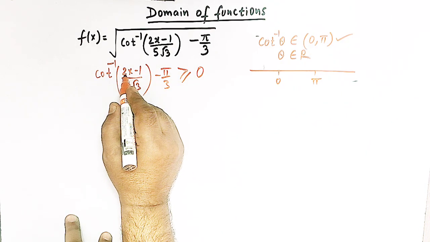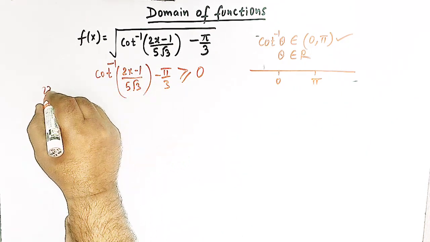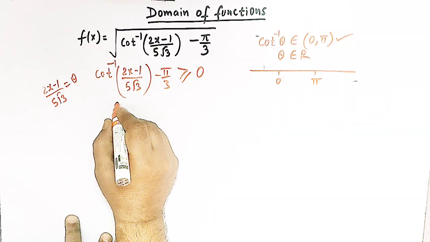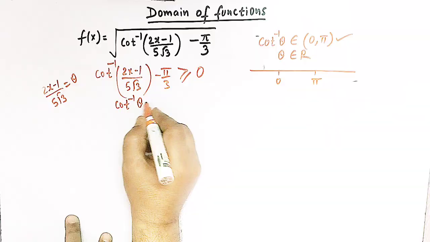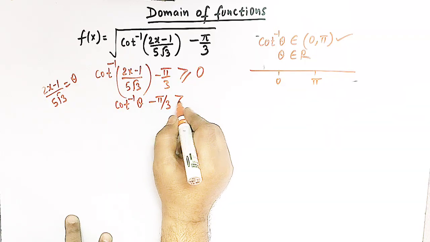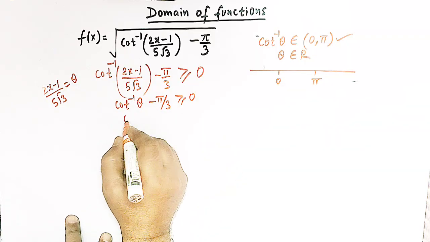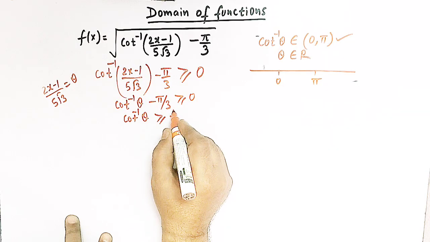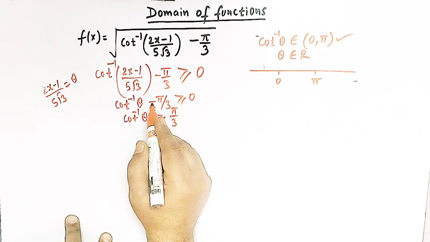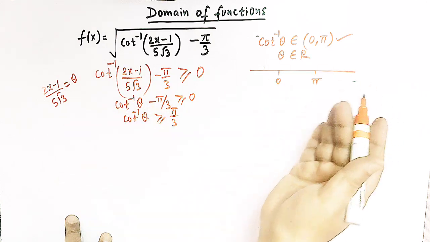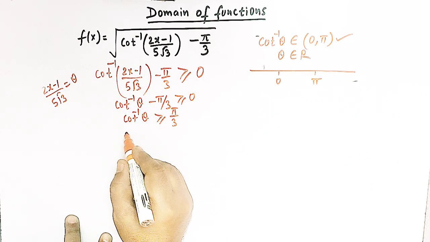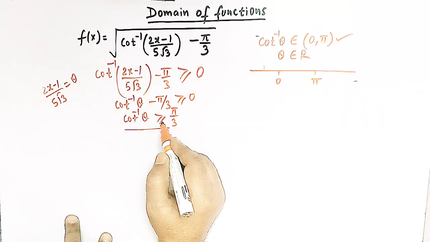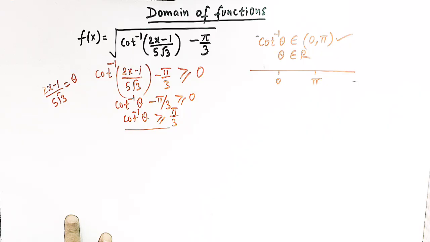Now let us take this term, 2x minus 1 over 5 root 3, equal to theta, so that we have cot inverse theta minus pi by 3 greater than or equal to 0. So now we can write cot inverse theta is greater than or equal to pi over 3, taking minus pi by 3 to the right hand side. This inequality suggests that cot inverse theta should be greater than or equal to pi by 3.